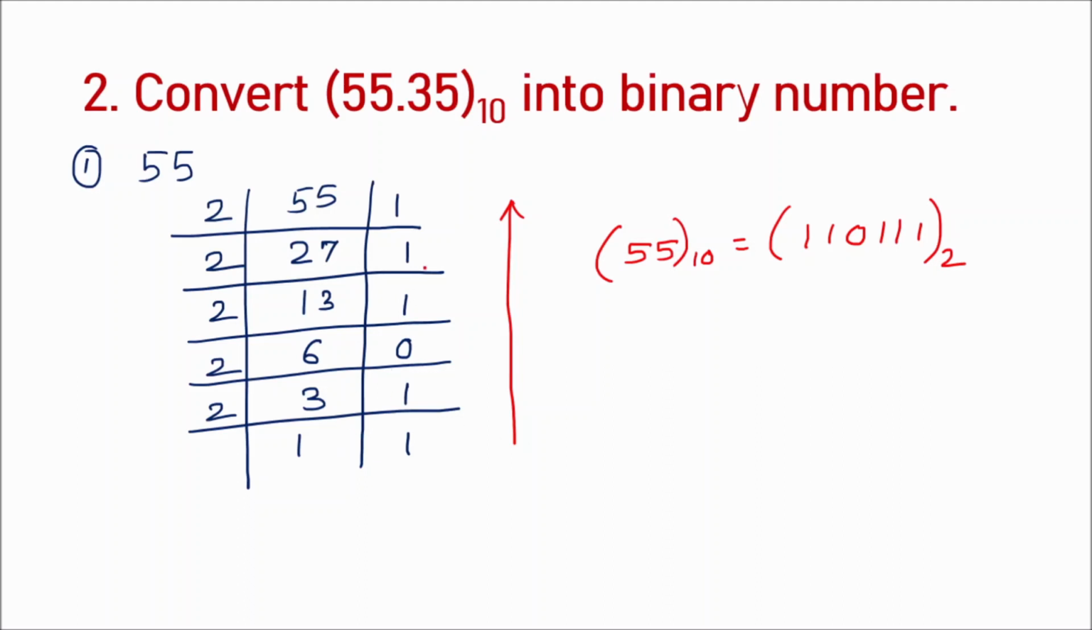Still we have to convert our fraction part into binary number representation. Now what is the fraction part we have? It is 0.35. Correct? The fraction part is 0.35. Now see how you can convert that into binary. So first of all, write down 0.35. Multiply this 0.35 by 2.